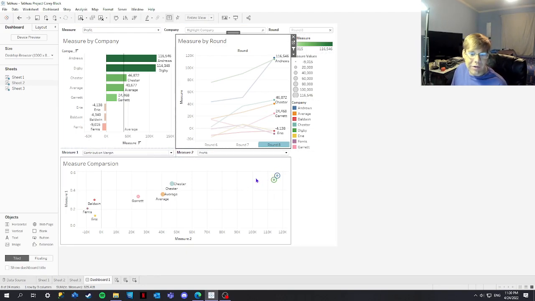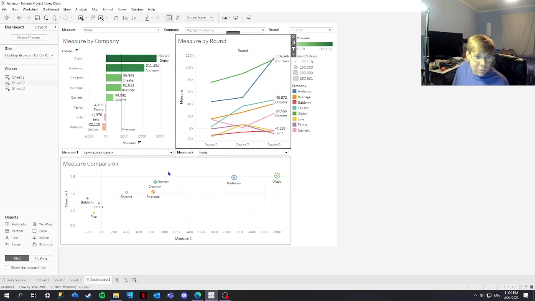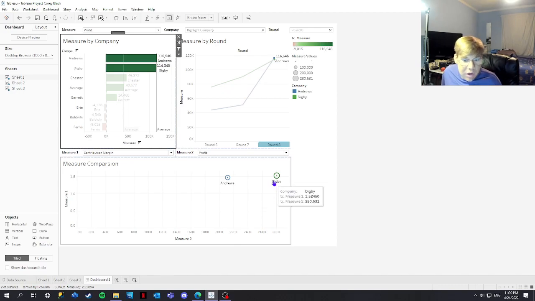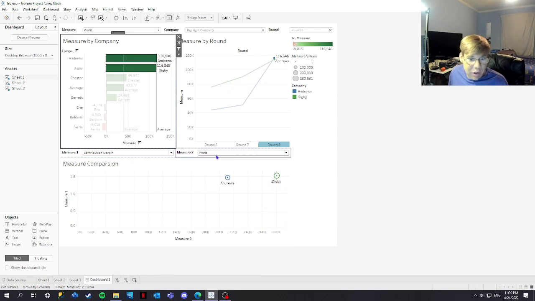Another thing to look at down here is contribution margin. When you look at contribution margin and profit across all 3 rounds, you can see that we are behind Digby in both. But if you go to just round 8, and you just have our 2 teams, you can see that we're actually ahead in both profit and contribution margin. So if the simulation were to continue, we would actually be the better company going forward, and we would continue to surpass them.